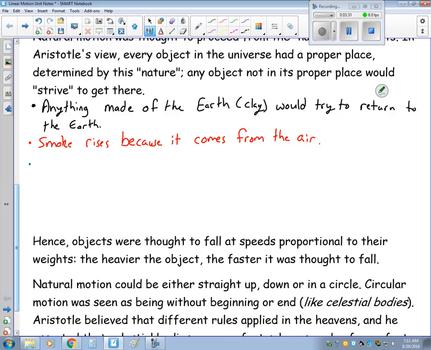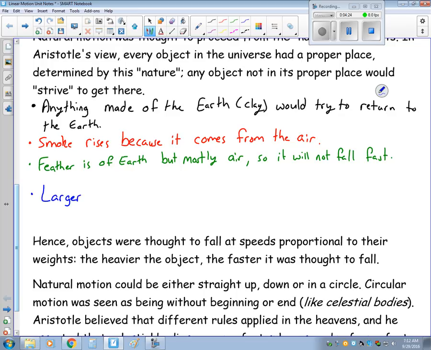This next one takes some mental gymnastics. A feather. We all know that a feather will fall as it's dropped. However, it doesn't fall as fast as maybe clay. So, Aristotle reasoned that a feather is of the earth, so it falls. But it's also made of air. Again, that takes some mental gymnastics to think about. Larger objects will strive harder.